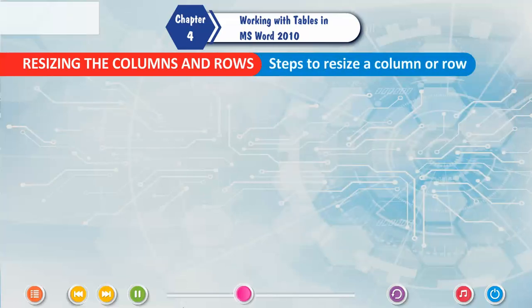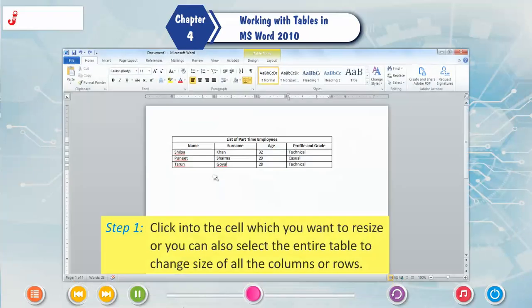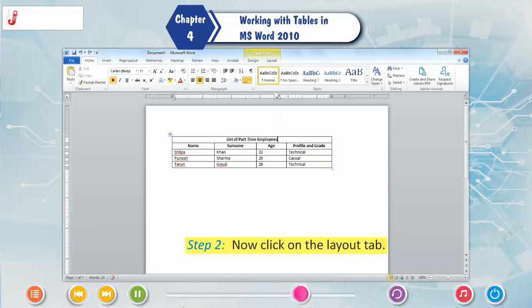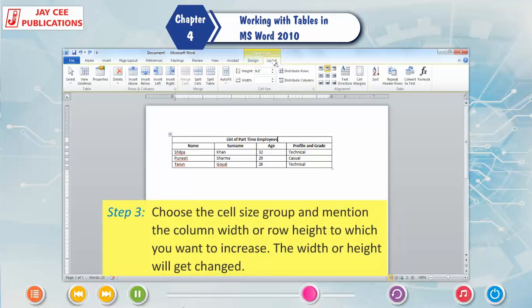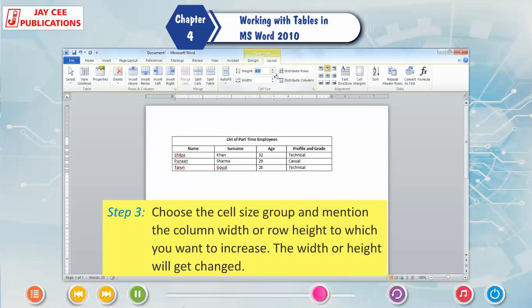Steps to resize a column or row. Step 1. Click into the cell which you want to resize, or you can also select the entire table to change the size of the columns or rows. Step 2. Now click on the Layout tab. Step 3. Choose the cell size group and mention the column width or row height to which you want to increase the width or height. It will get changed.